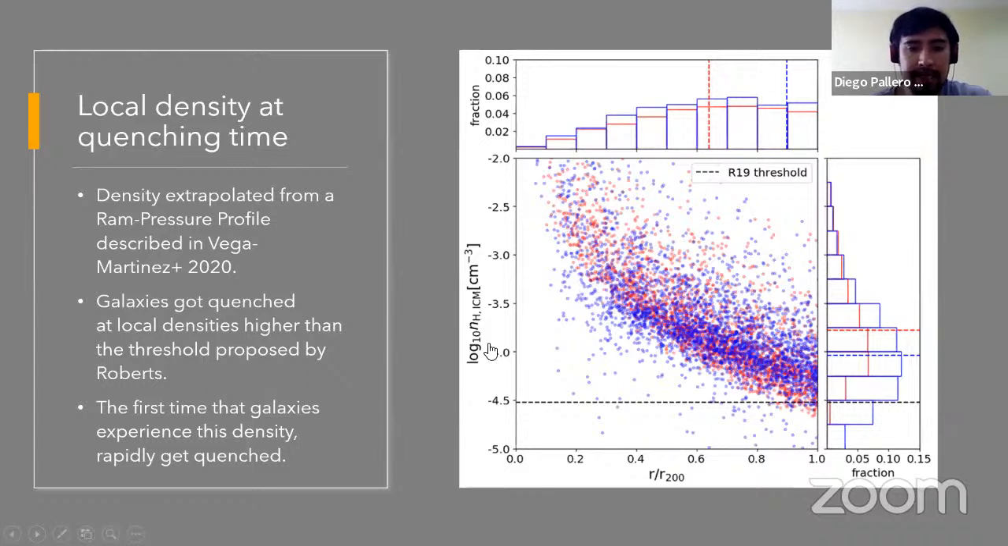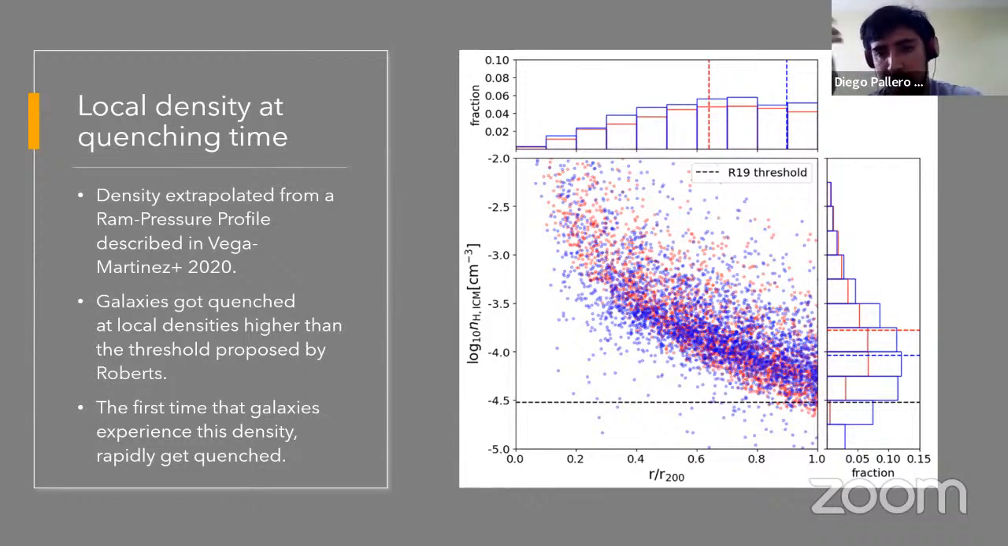If we look at the particular density at which galaxies got quenched, regardless of their condition of pre-processed or in situ quenching, we found that most of the galaxies got quenched at densities higher than the threshold proposed by the authors. So we found this particular threshold in density, and we found that the particular quenching time is once the galaxy crosses the virial radius for the first time.